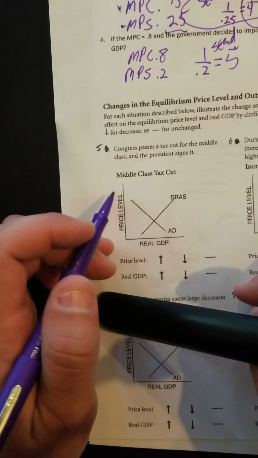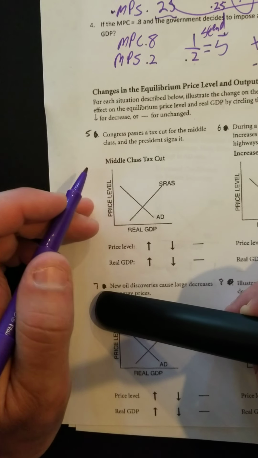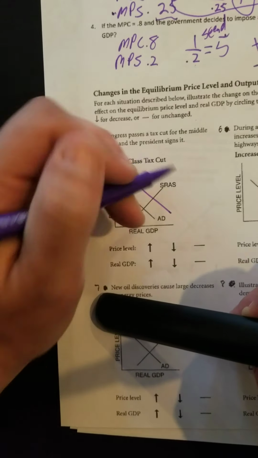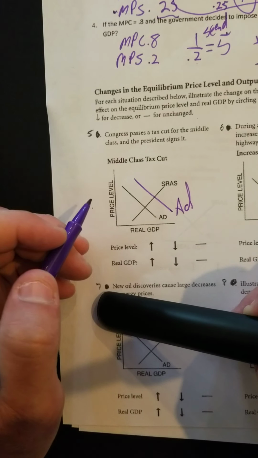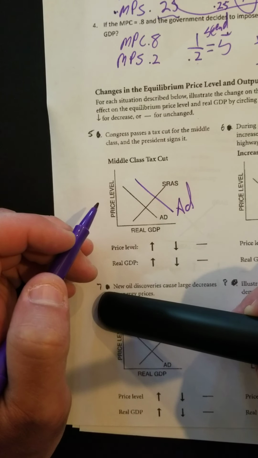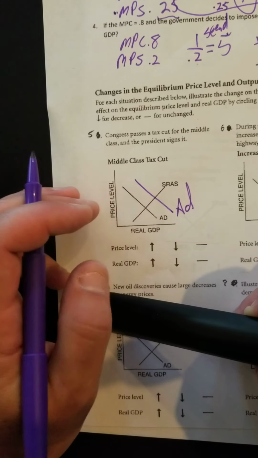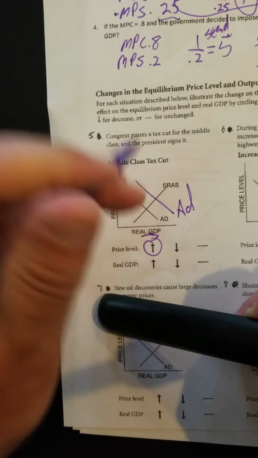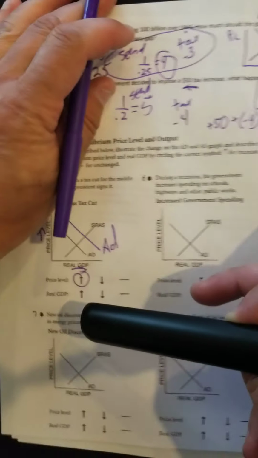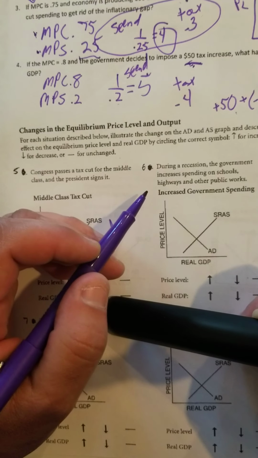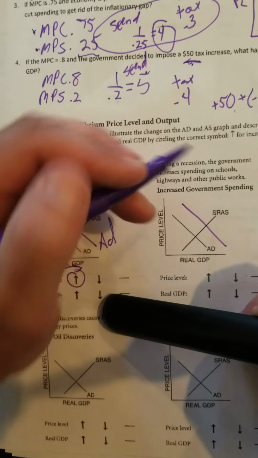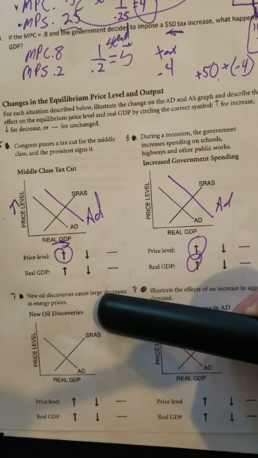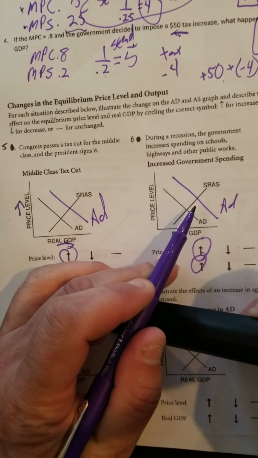I'm just going to go through, mark the shift and give a quick explanation. If Congress passes a tax cut for the middle class, theoretically, that would increase aggregate demand, because it would increase consumption, the C in the CIGXN. And that would increase both the price level and the real GDP. During a recession, the government increases spending on schools. If the government increases spending, that's also going to increase aggregate demand. Instead of consumption, which was the last one, this is simply government.